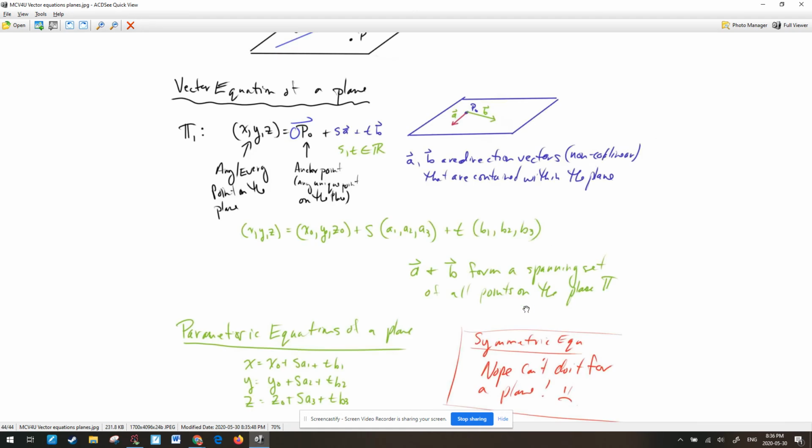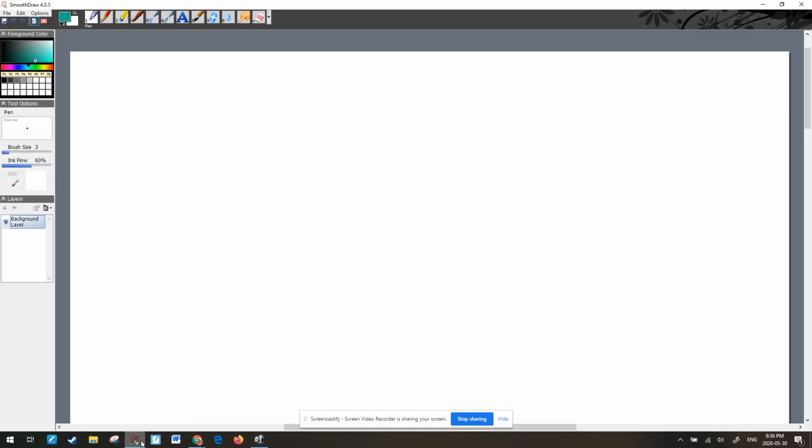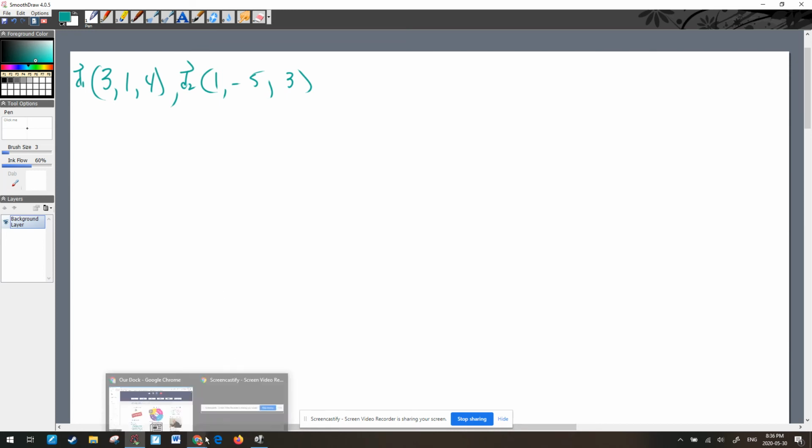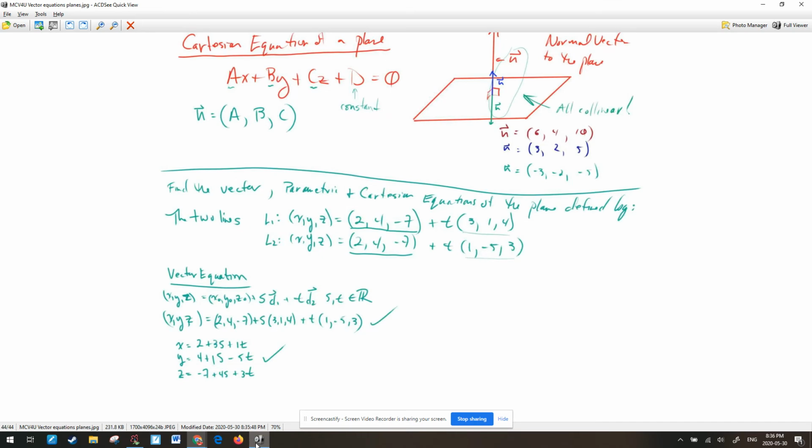All right. So the point is 2, 4, -7, and the vectors are 3, 1, 4 and 1, -5, 3. Those are the two direction vectors. Direction vector 1 was this, and direction vector 2 was that. I just want to confirm that that's what it was. Okay, there we go.